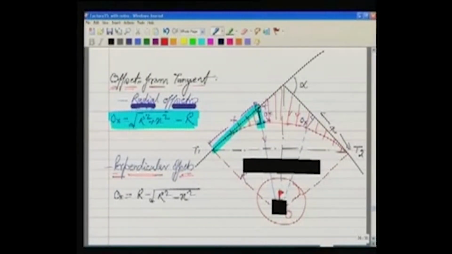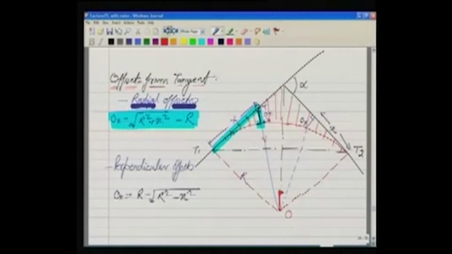Well, in this case, if I remove all of these in order to understand this perpendicular offsets, now we are moving along the tangent. Let us do it here. Moving along the tangent at a distance of X.